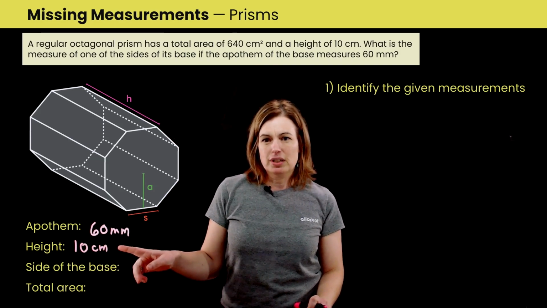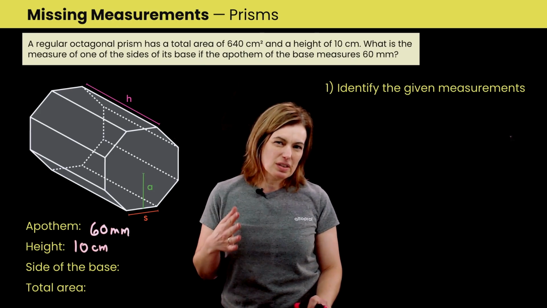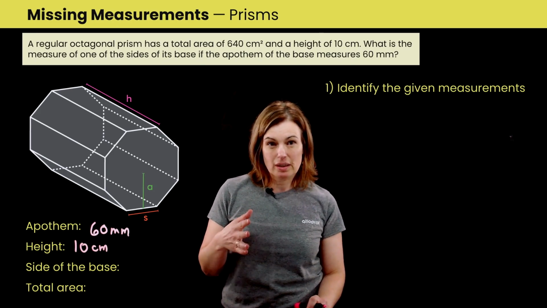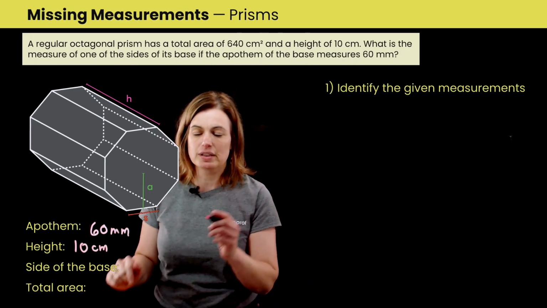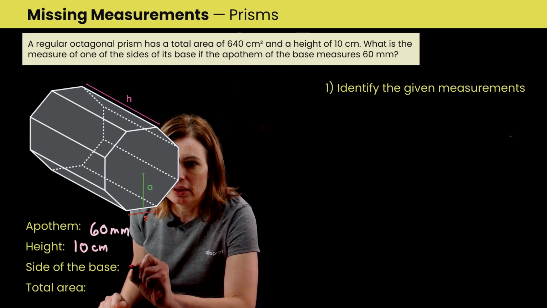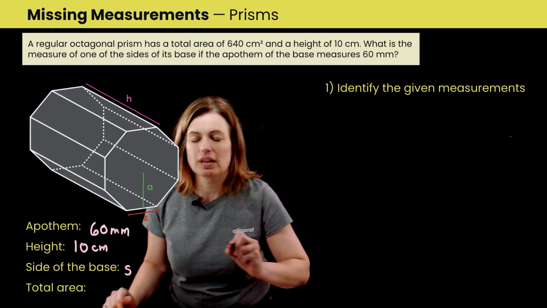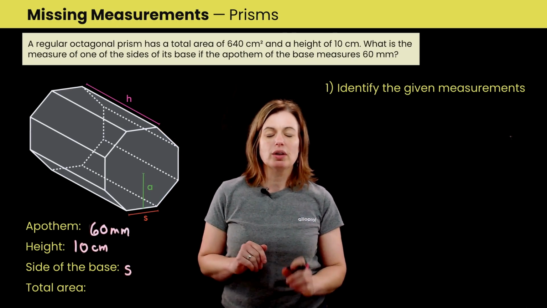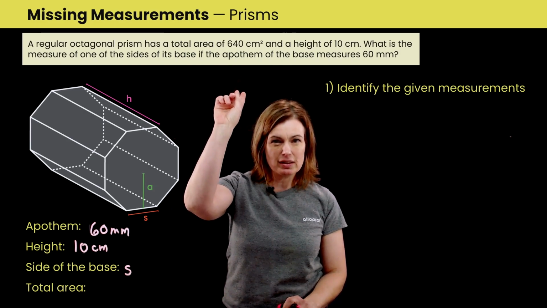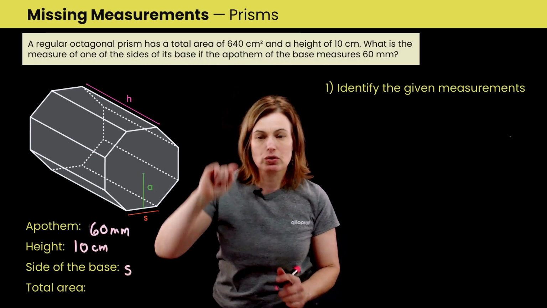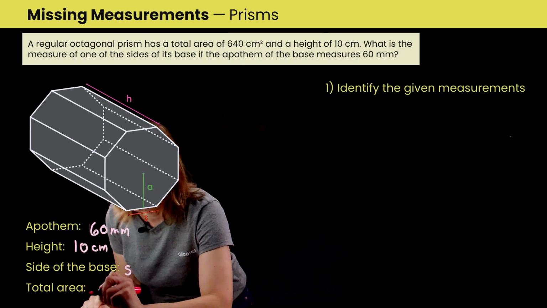Then I'm going to need the side of the base. But of course, this is the variable that I'm going to have to isolate. This is actually what I'm going to be looking for. So you'll see later on in the formulas, we use S to denote the side. So I'm just going to put S there. That's what we're looking for. And finally, the total area. They gave it to me again. So that's the 640 centimeters squared. I'm going to put that in right here.